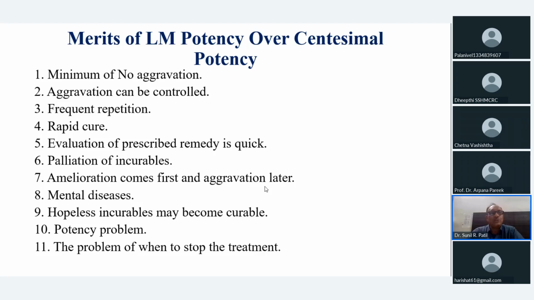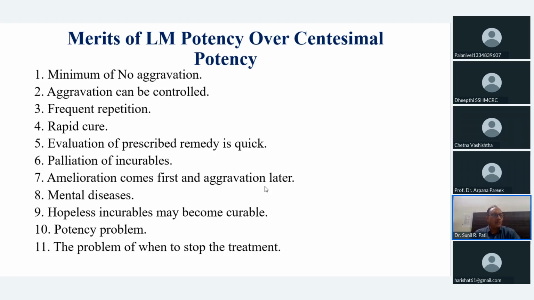Hahnemann said that we choose the LM potency, starting from the minimum dose, and after the single minimum dose, we go first to LM1, then LM2. That's the way. Okay, this fourth point: rapid cure happens in the LM potency.